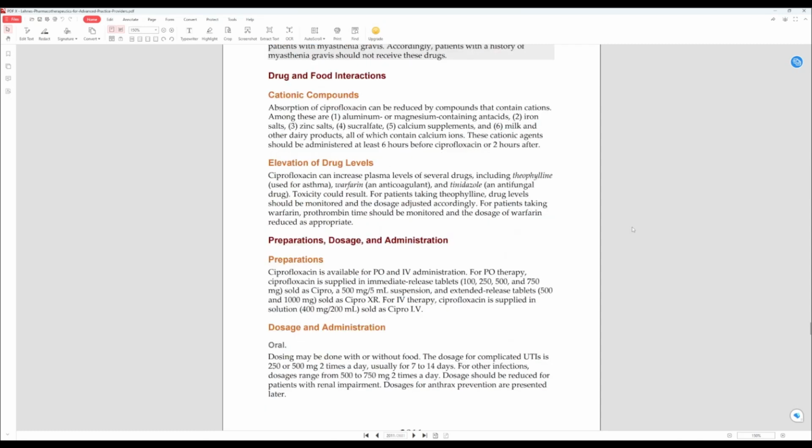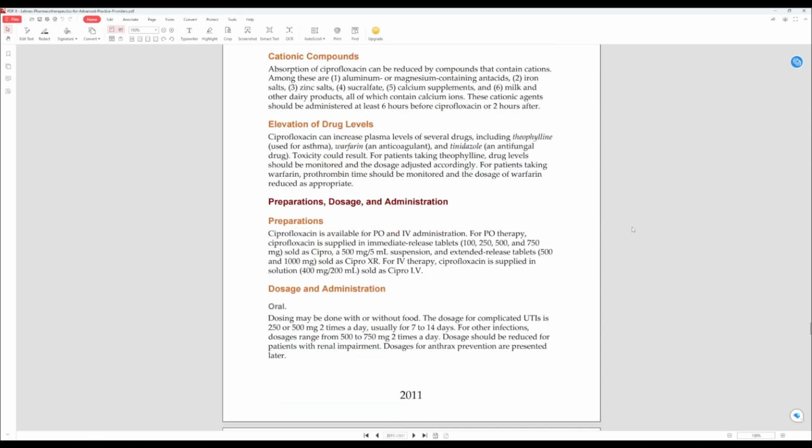Drug and food interactions. Cationic compounds. The absorption of ciprofloxacin can be reduced by compounds that contain cations. Among these are the aluminum or magnesium-containing antacids, iron salts, zinc salts, sucralfate, calcium supplements, and milk or other dairy products, all of which contain calcium ions. These cationic agents should be administered at least 6 hours before ciprofloxacin or 2 hours after.